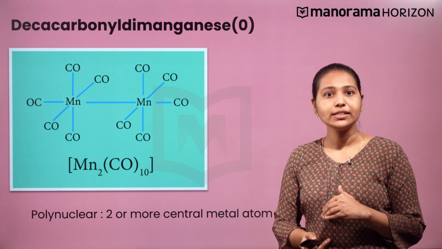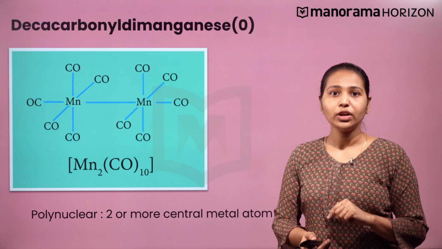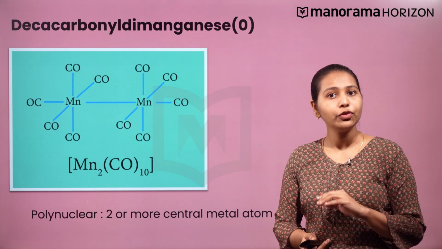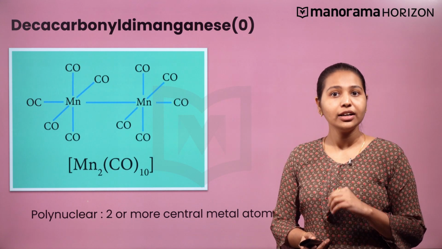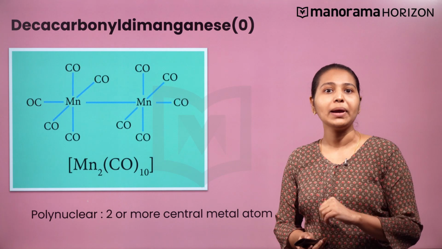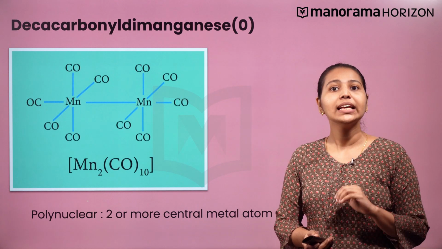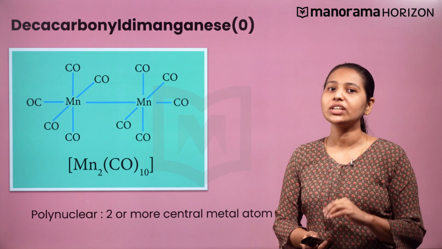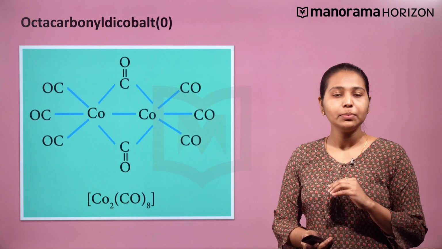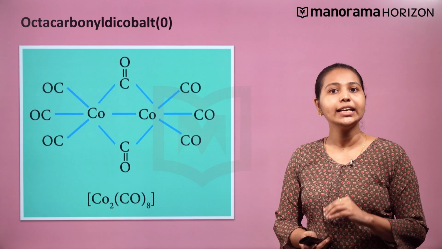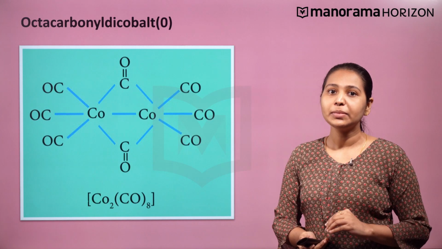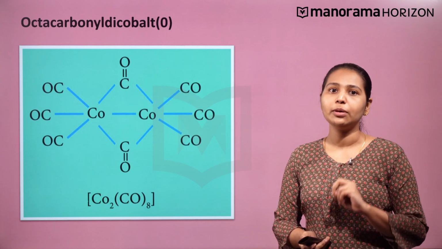Decacarbonyl dimanganese(0) is made up of two square pyramidal Mn(CO)5 units, and these units are joined together by a manganese-manganese bond. As there are two manganese atoms present in the complex, this is a polynuclear metal carbonyl. A similar metal carbonyl complex is octacarbonyl dicobalt(0). Here, the metal cobalt is bridged by two carbonyl groups.